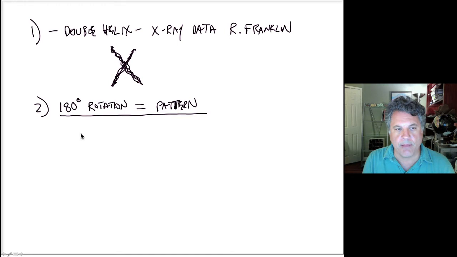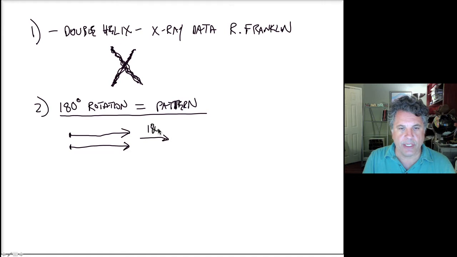And to illustrate what I mean by that, consider just two lines here. And let's say these lines have polarity to them. So we have one end here, and we have an arrow end over here. We have a kind of a tail and a head. Now, if you rotated this pattern 180 degrees, you would get something that looked like this. You basically flip it 180 degrees. And this would not yield the same X-ray pattern as this would.